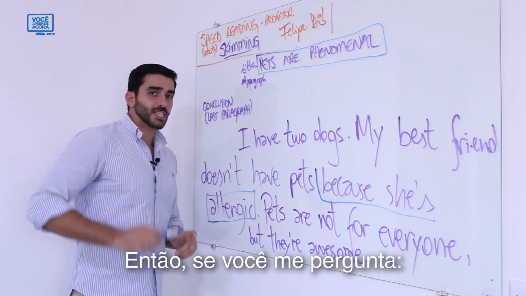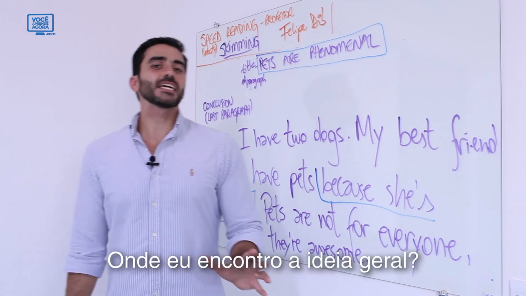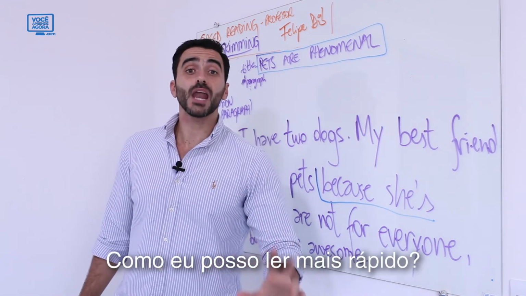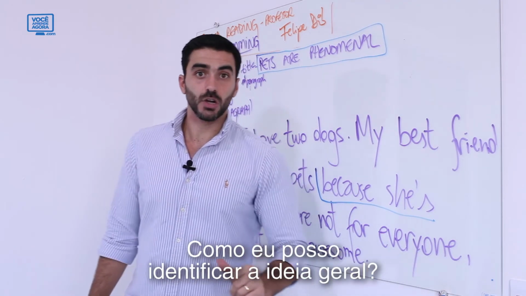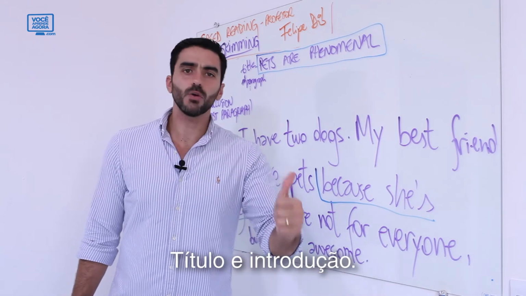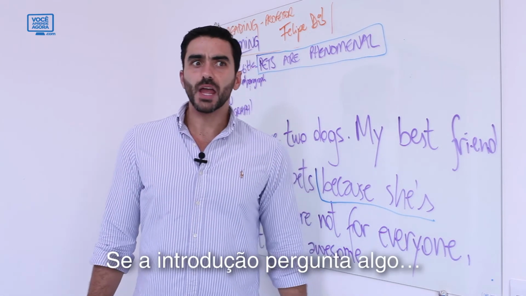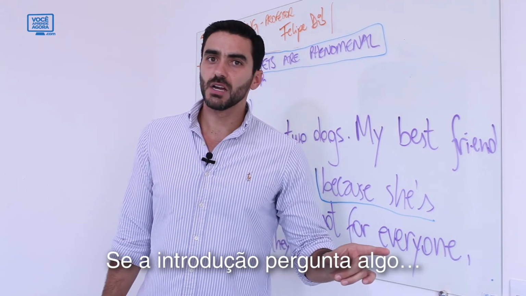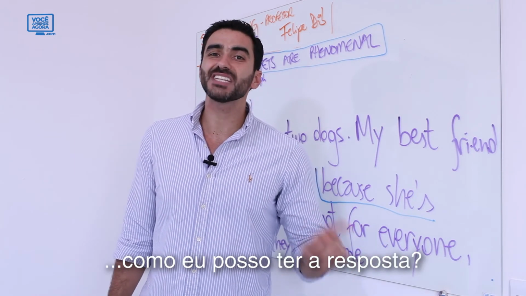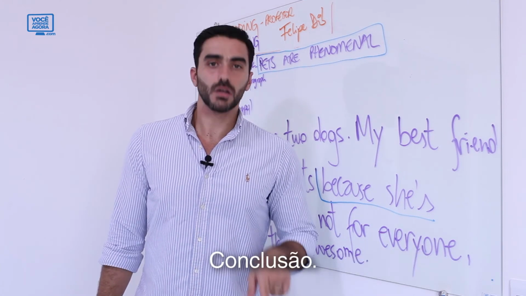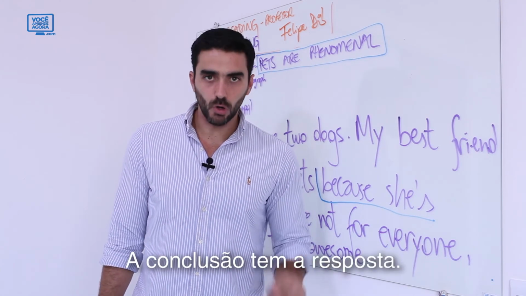So, if you ask me, where do I find the general idea? Where can I skim? How can I read faster? How can I identify the general idea? Title and introduction. Okay, if the introduction asks something, how can I have the answer? Conclusion. The conclusion has the answer.